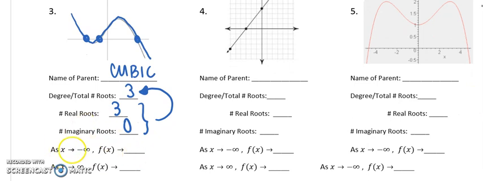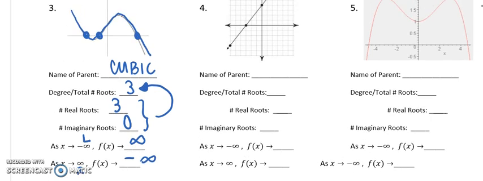Let's talk about this. As x goes to -infinity, -infinity is this way, so as we go to the left, this one's as we go to the right. As we go to the left, we're going up, so +infinity. As we go to the right, we're going down, so -infinity. Okay, let's look at this next one.